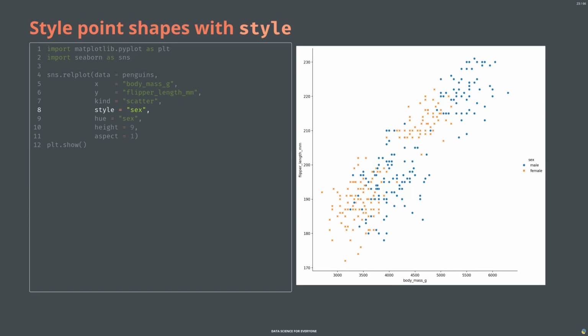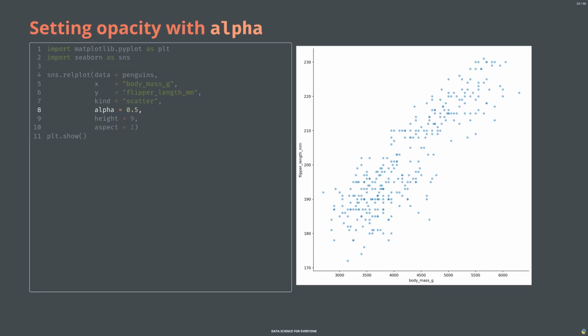Now, by also setting style equals to sex, Seaborn will use different point styles for males and females. This adds another layer of distinction, making it even easier to tell the groups apart, not just by color, but by shape as well.